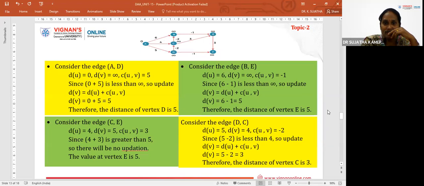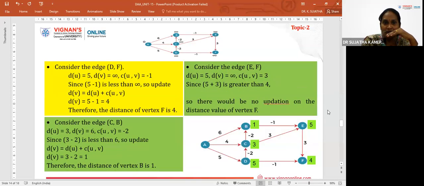I taken AD, I taken the edge BE, we taken the edge CE, we taken the edge DC. So we need to follow the same procedure, right? Now here also the remaining edges DF, EF and CB, all those we calculated and we updated the values like this. After the first iteration, the values are updated as: distance of B is updated as 1, distance of C is updated as 3, distance of D is updated as 5, distance of E is updated as 5, and distance of F is updated as 4.